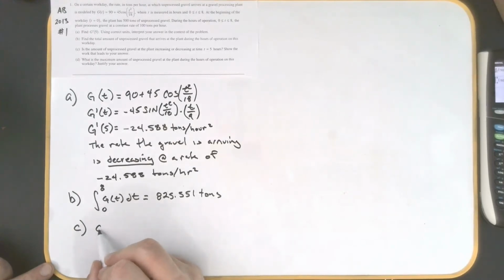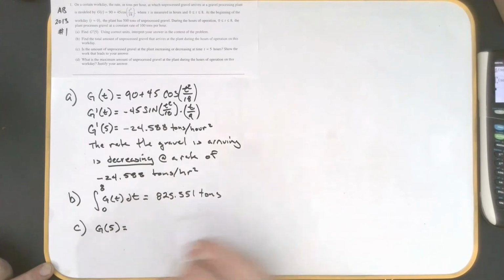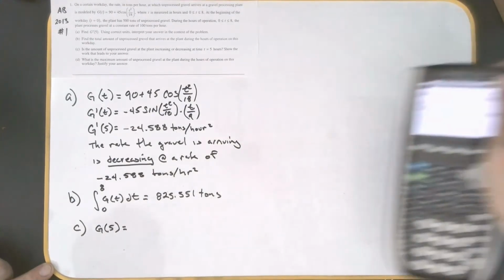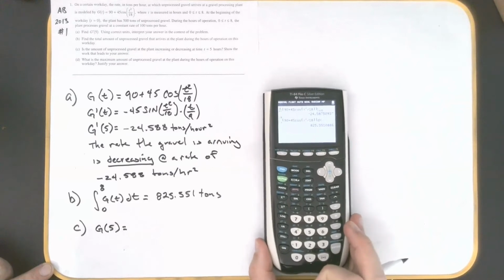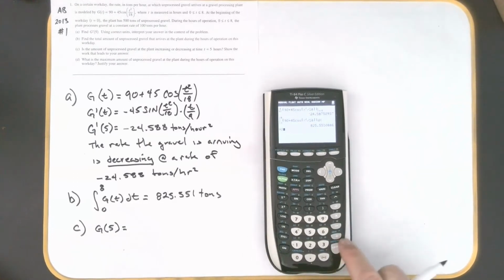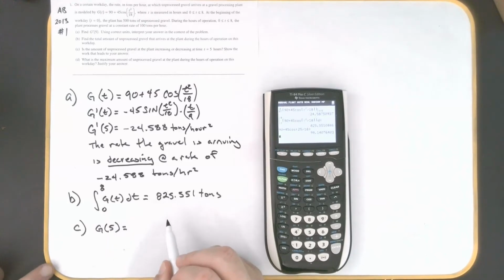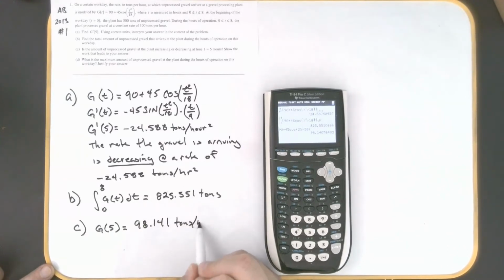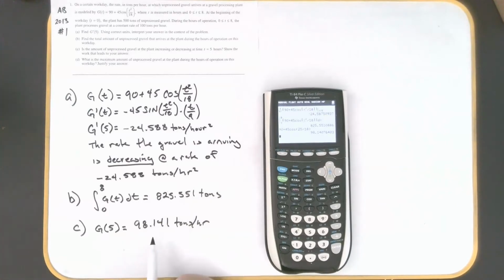So I'm kind of curious, what is happening at g of 5? If I substitute 5 into the function, I'm going to take advantage of my calculator one more time here, and it looks like at hour 5, if I take 90 plus 45 cosine of 25 divided by 18, I get 98.141. That would be tons per hour. So it looks like at time t equals 5, there's 98.141 tons per hour of gravel showing up.